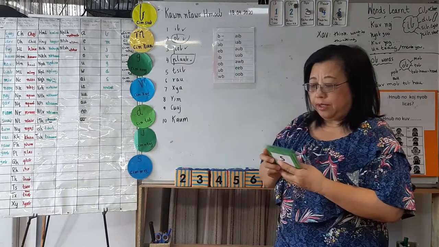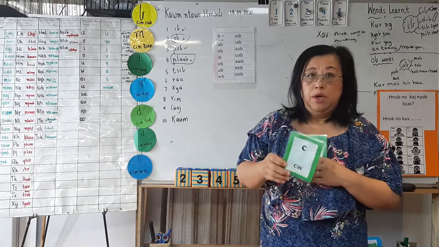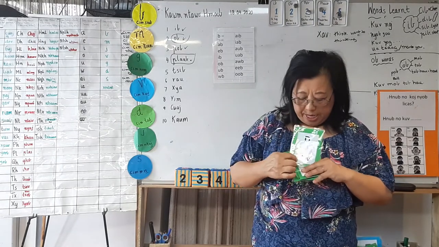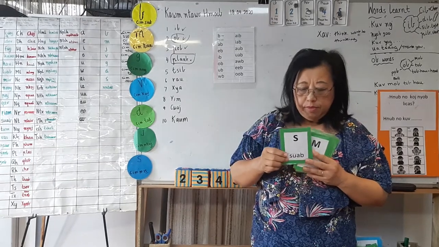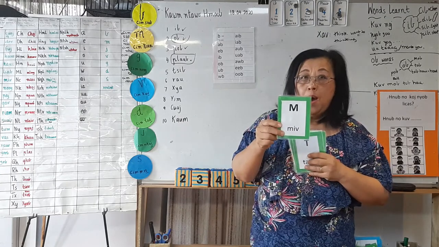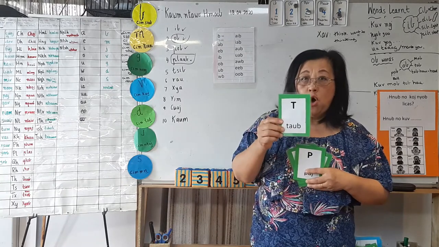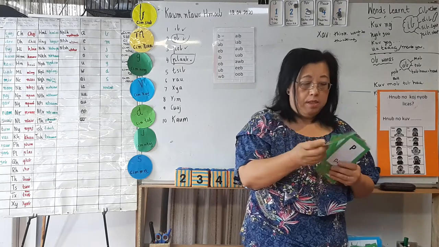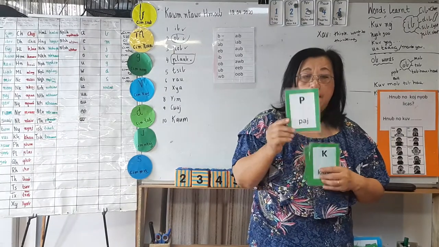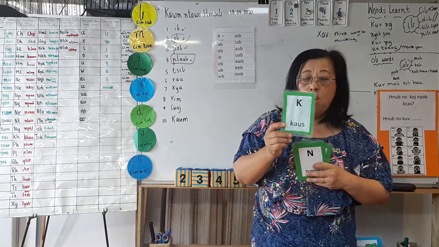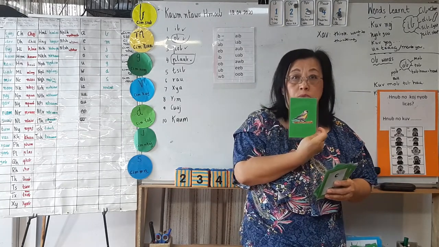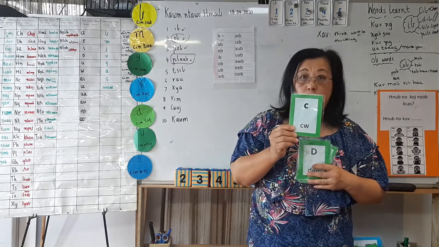So let's recap all the letters that we have learned. Jo, ju. Do, de. The word de is written here. Sho, shua. Mo, mi. To, tao. Tao is pumpkin. Pa, pa, flowers. Go, gao. Gao is umbrella. No, nung. And back to jo, ju, right?